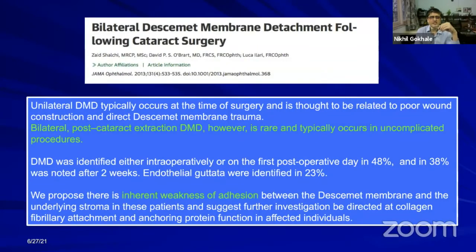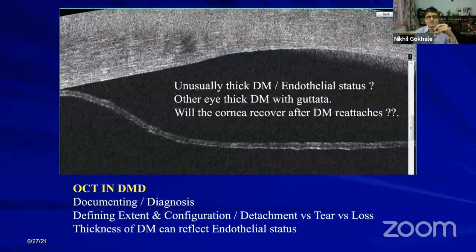We also have a very small subset of patients who can get bilateral Descemet membrane detachment following cataract surgery. In these patients, there is possibly an inherent weakness of adhesion between the Descemet's and the stroma. Some of these can present even 2 to 4 weeks following an uneventful surgery.